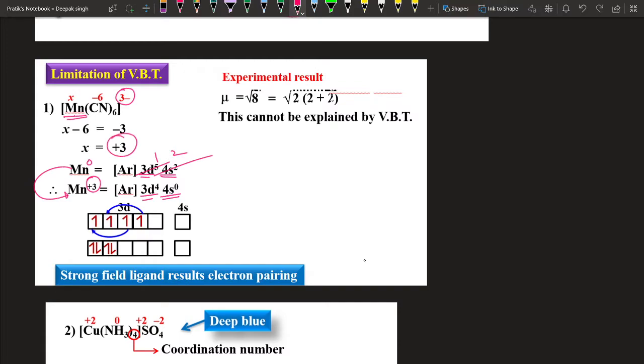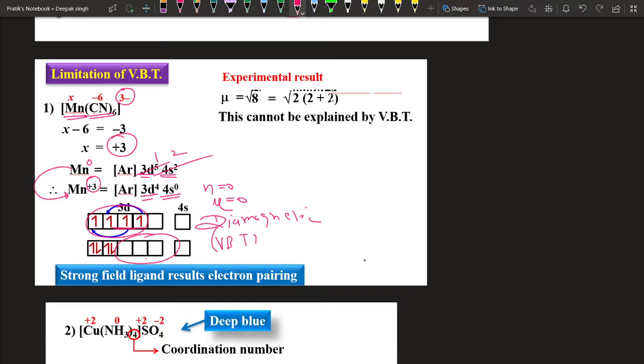So 4s will become vacant and 3d will become what? 4. Student, if there are 4 unpaired electrons, you just check the nature of the ligand. The nature of the ligand is what? Strong field ligand. So what is the role of strong field ligand? Strong field ligand must cause the pairing of electrons. So all these 4 electrons should be paired up and there should not be any unpaired electron. So its unpaired electrons should be 0. Its magnetic moment should be 0 and this complex should be diamagnetic as per VBT.